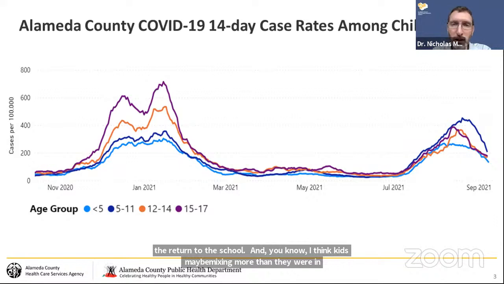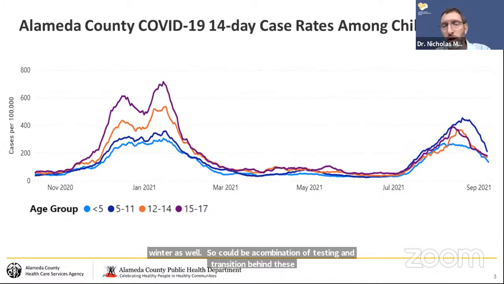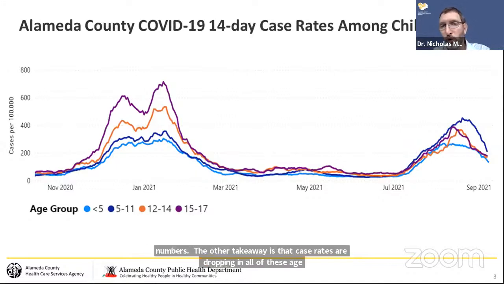But the other takeaway is that case rates are dropping in all of these age groups, even with now 3-4 weeks of school in some districts. So that's good news, and we'll keep an eye on this and all our rates. Hopefully we'll continue to see these decreases. Next slide.